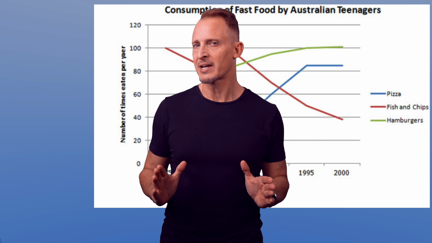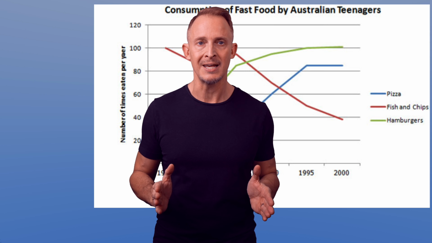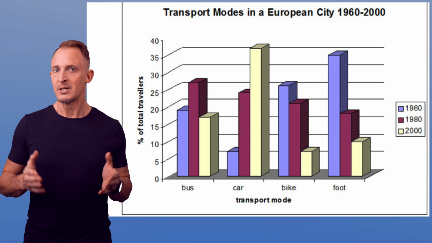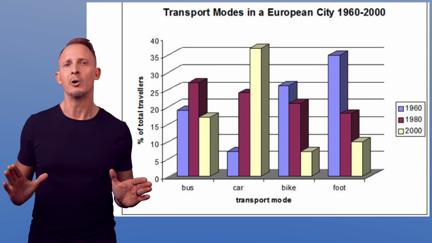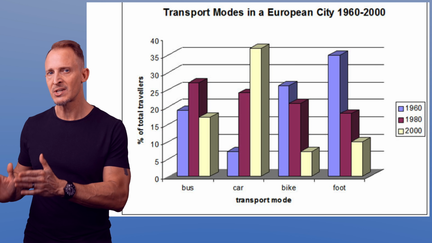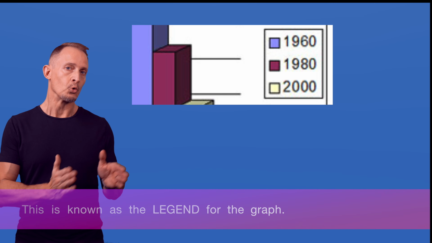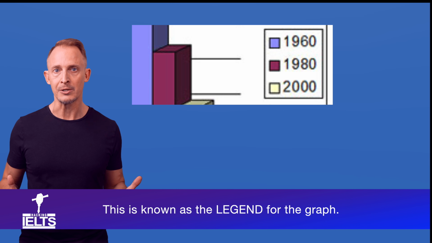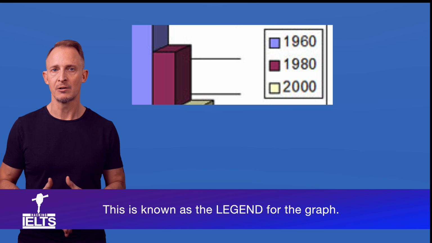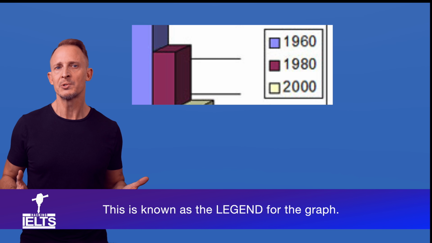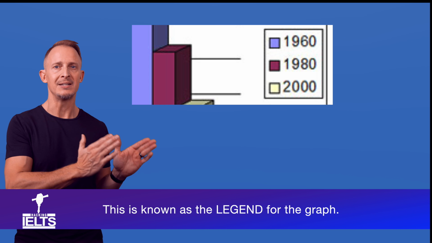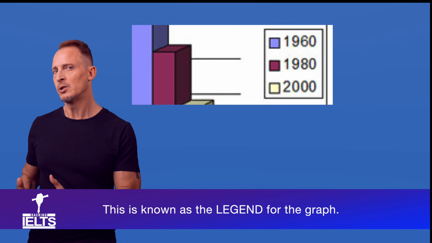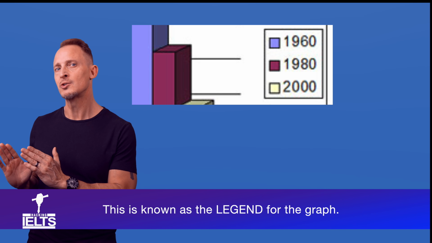Okay, let's look at the second graph now, which, if you're listening to the podcast, is a bar graph, though our first example was a line graph. The title for this graph reads, Transport Modes in a European City from 1960 to 2000. On the right side, we see a box with different years inside, represented by different colors. This is known as the legend for the graph. So on our graph, we'll see that the purple bars represent the year 1960. The red bars will reflect 1980, while the yellow bars will be representative of the year 2000.